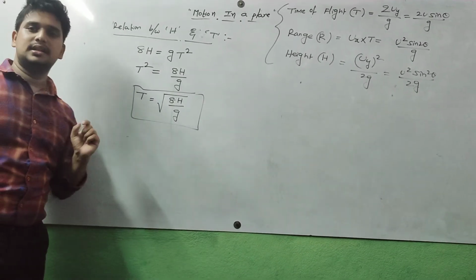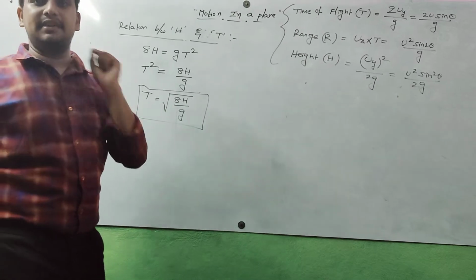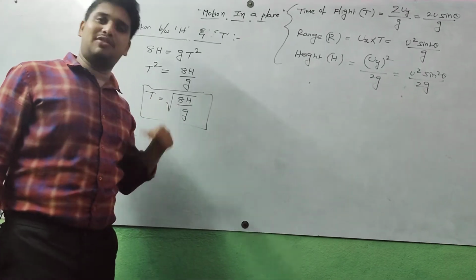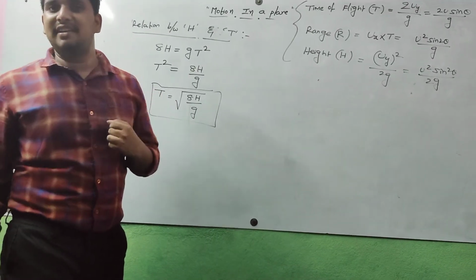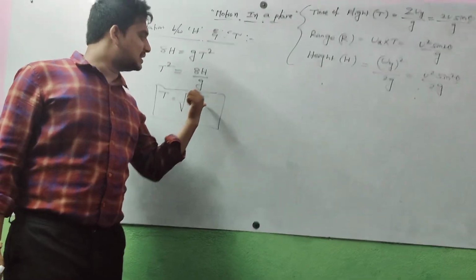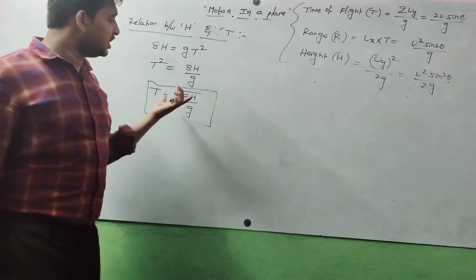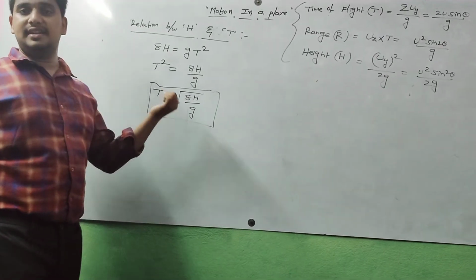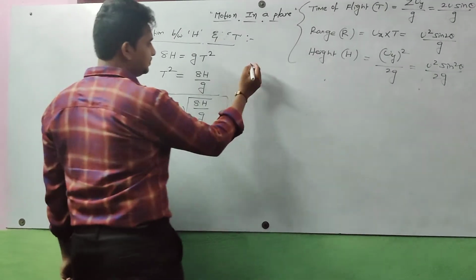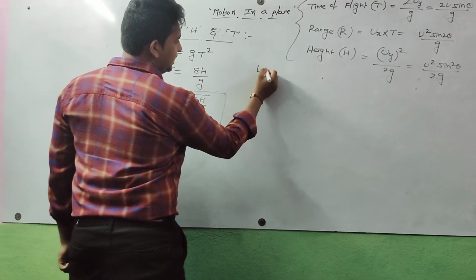So from this, if the height is given, then it is easy to find the time of flight. If the time of flight is given, it is easy to find the maximum height attained by the body. So this is very easy if you know the relation between t and h. Now, verification.